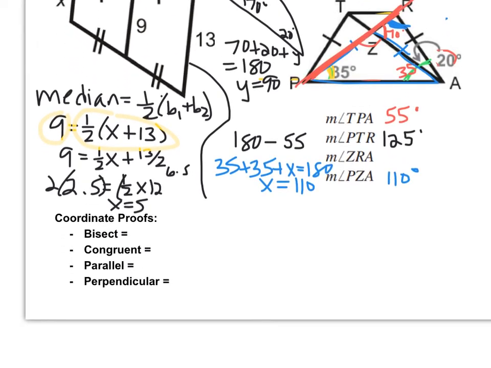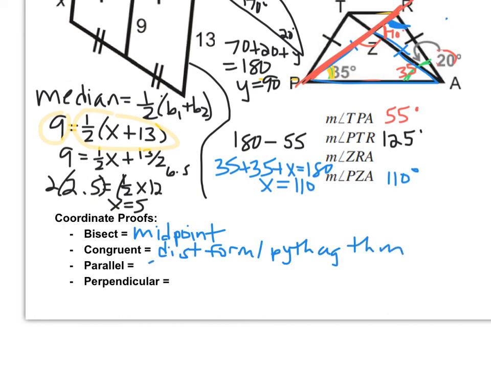Okay, the other thing we talked about, this is when you did your big coordinate geometry project, and this is where you used proofs. So when we wanted to bisect, see if things bisected, we used the midpoint. If we wanted to show that they were congruent, we used either distance formula or Pythagorean theorem, mostly Pythagorean theorem. To show they're parallel, we found the slope and we said that the slopes were the same, and perpendicular meant that they were opposite reciprocal slopes. There we go.